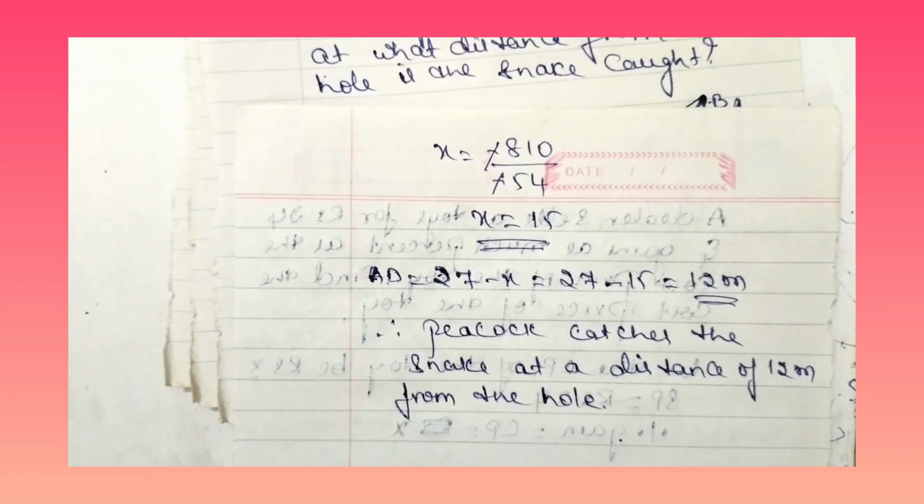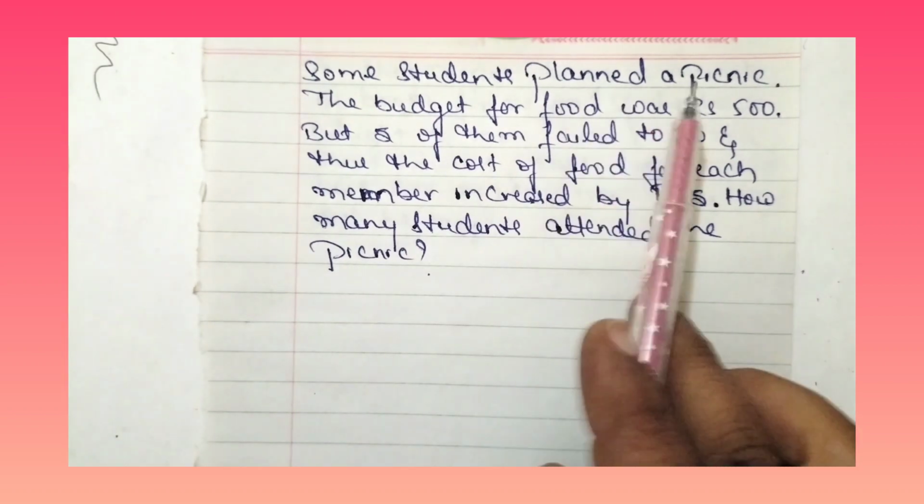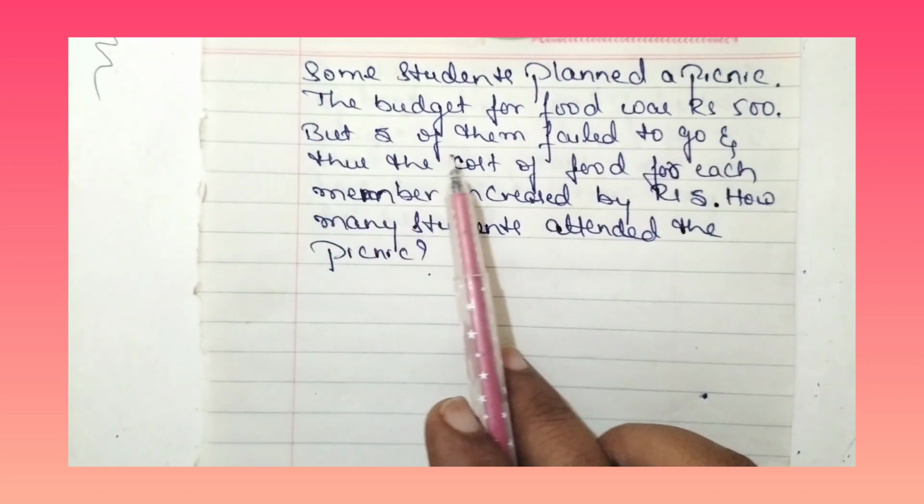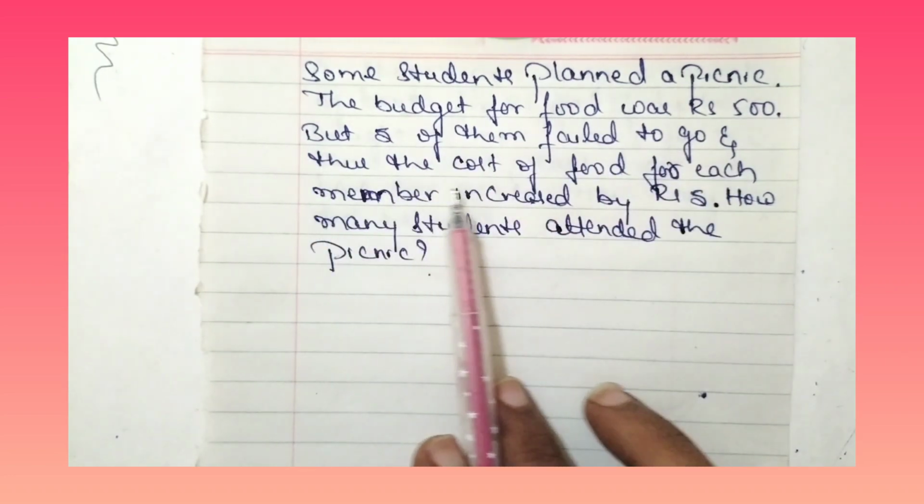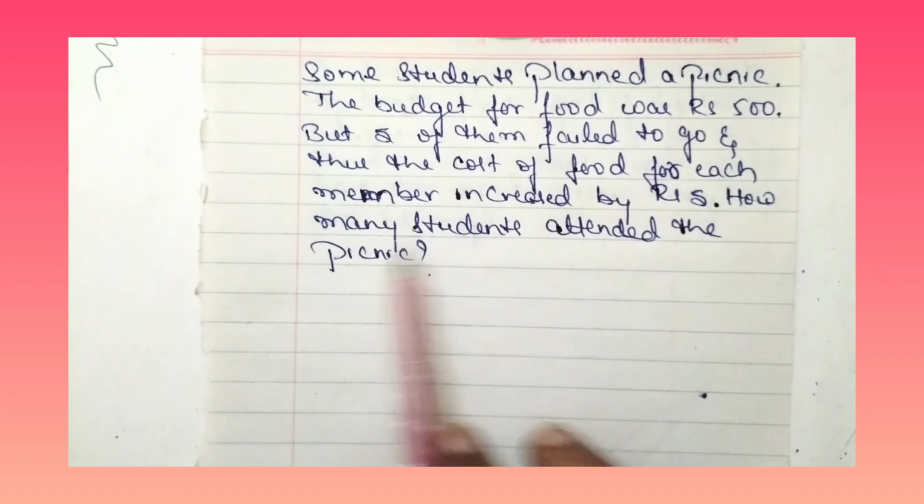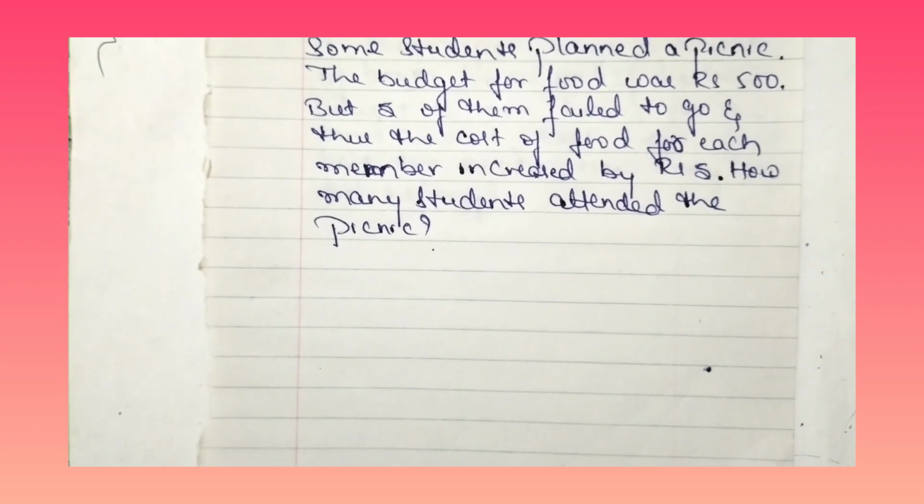So like this we have to solve this question. So now let us move for one more question. So now let us see this question. Some students planned a picnic. The budget for food was rupees 500, but 5 of them failed to go, and thus the cost of food for each member increased by rupees 5. How many students attended the picnic? So now let us answer this question.